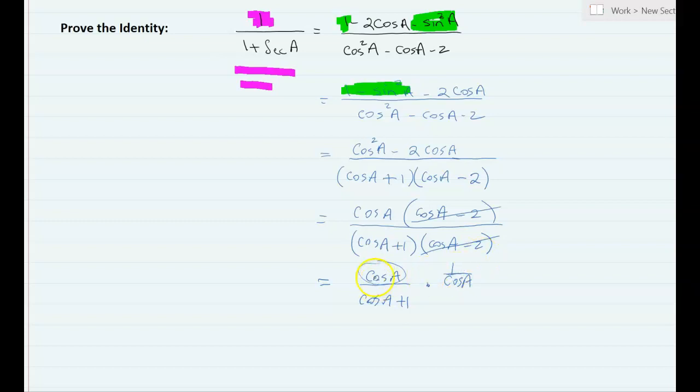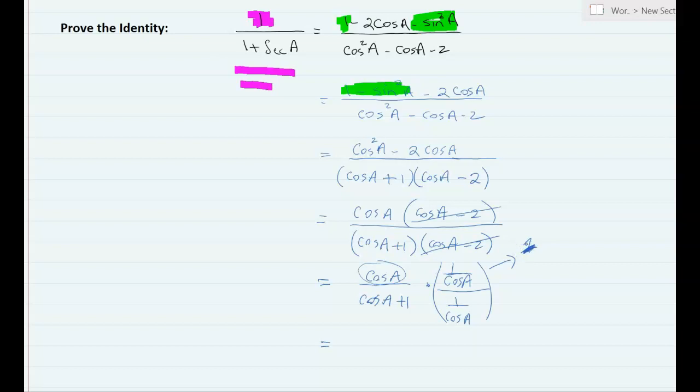and that makes it 1 on top, but we can't just do that. We have to do the same thing to the denominator, because the entire thing here is actually 1. We're not doing anything. We're not changing the value of this fraction.